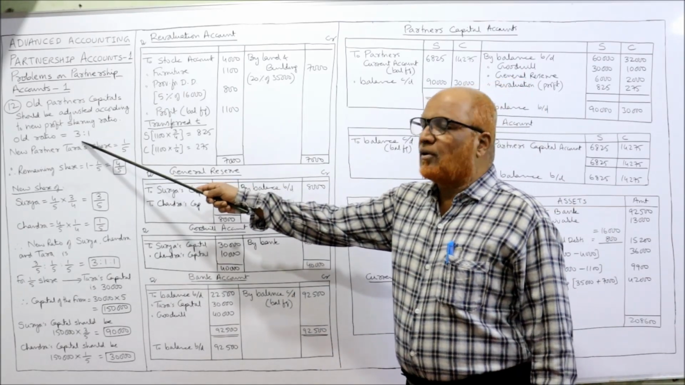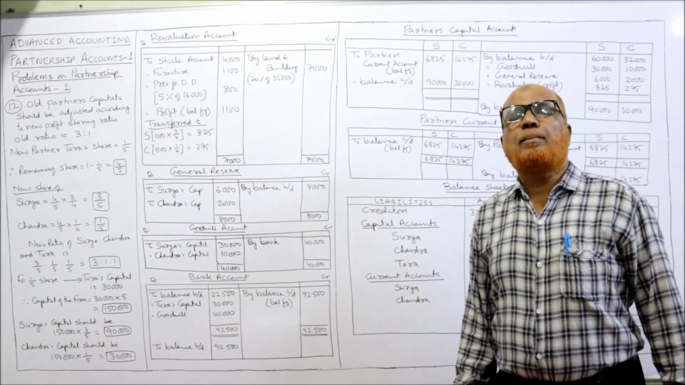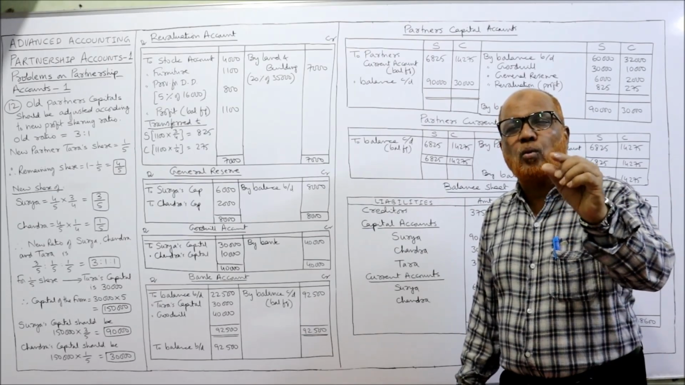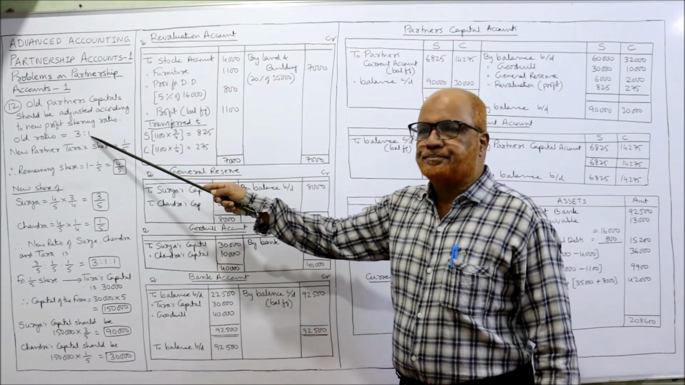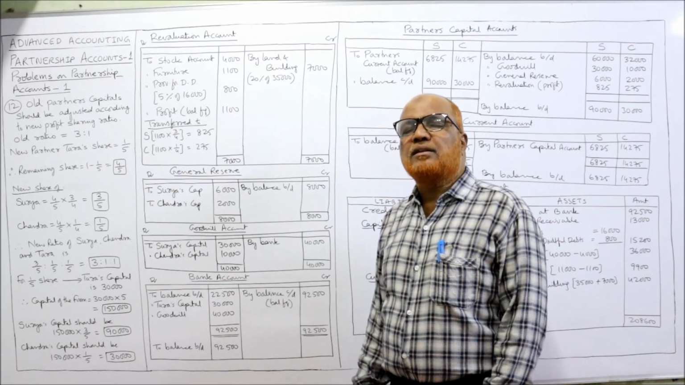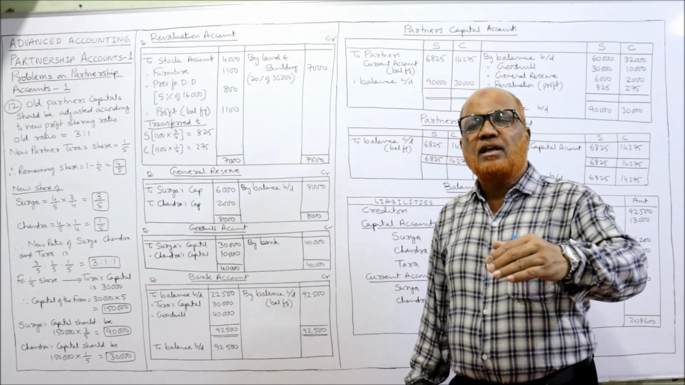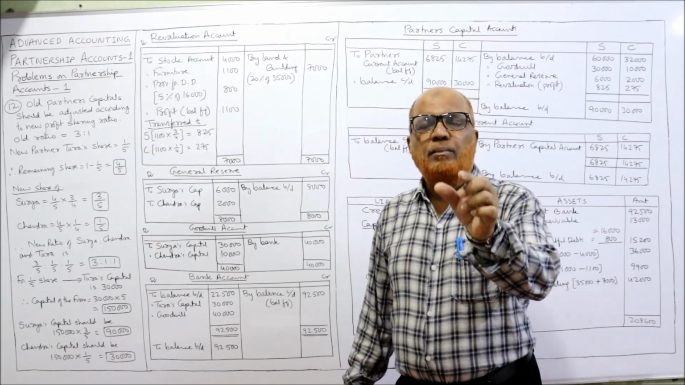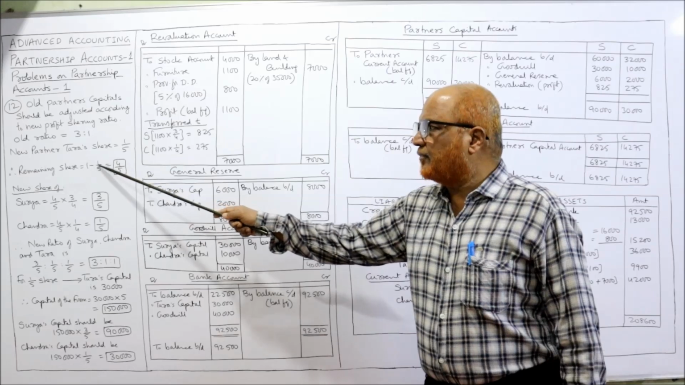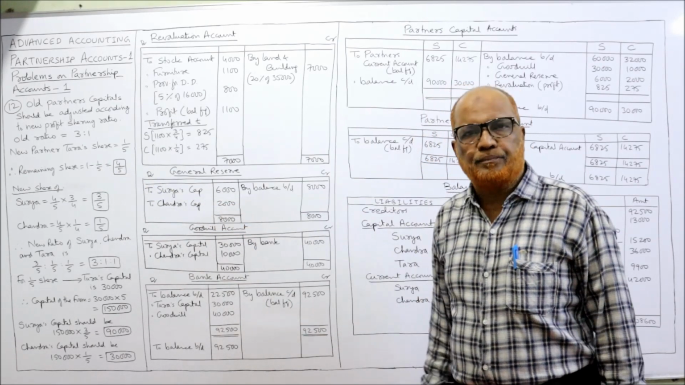What is the old ratio of the old partners? The old partners are Surya and Chandra. Their profit sharing ratio is 3/4, 1/4, that is 3:1. Now, the new partner Tara's share of profit is 1/5. So after giving the new partner 1/5 share, the remaining share is 4/5. 1 minus 1/5, if you subtract 1/5 from 1, you will get 4/5.